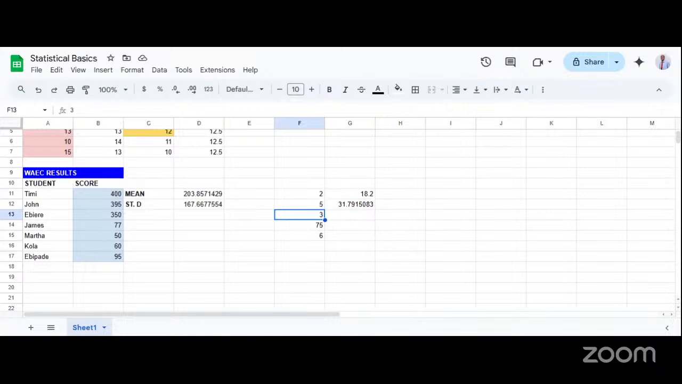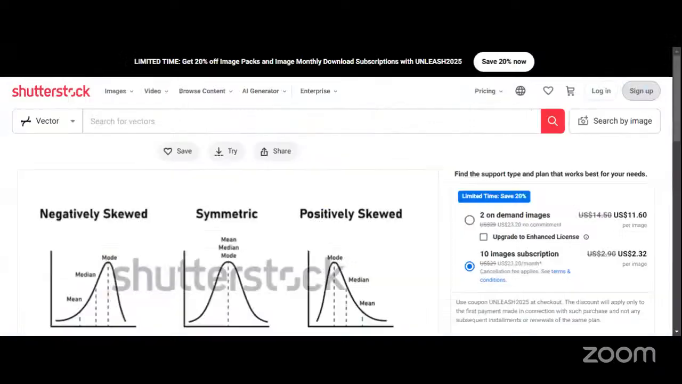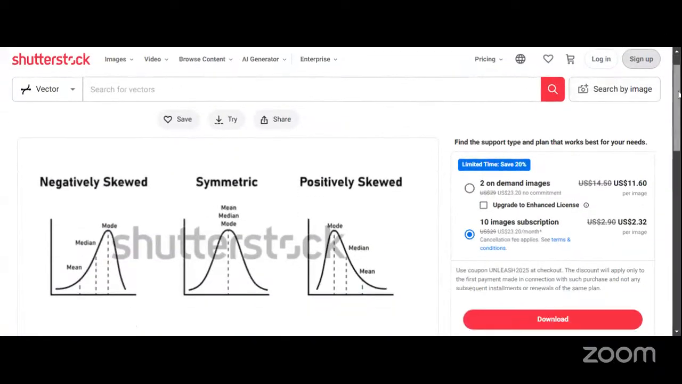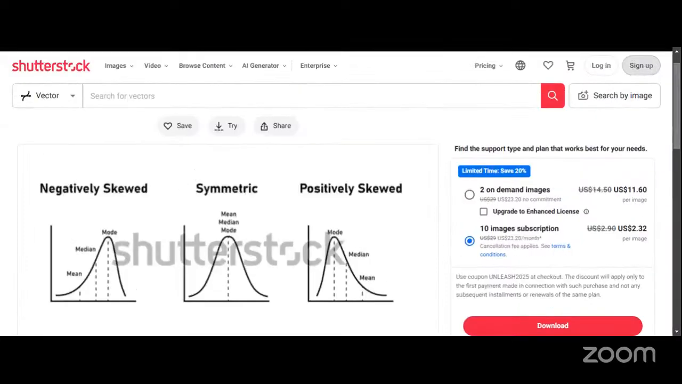So I want to show you guys an image. Let me just share this image. I have an image here that basically explains measures of central tendency. The one in the middle, if you look at it, this is a graph. This is a y, this is an x.